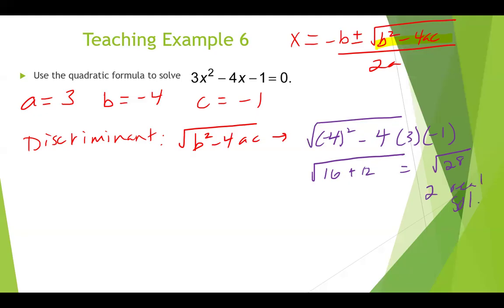So now we're going to go ahead and do the full quadratic. So x equals negative b, which is negative 4, plus or minus the square root. And we already found our discriminant, which is 28, all over 2 times a.